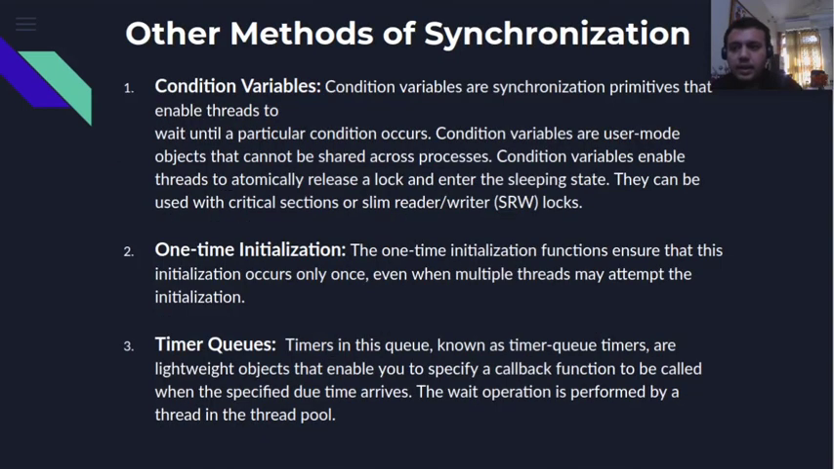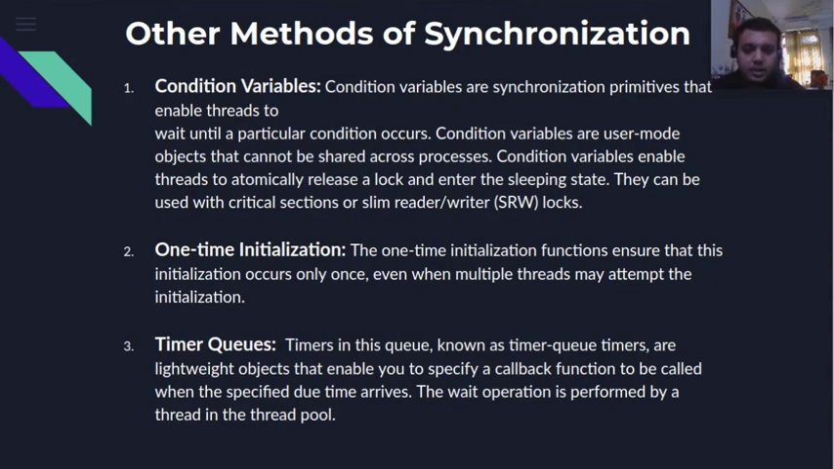Now let us see some other methods of synchronization. Condition variables. Condition variables are synchronization primitives that enable threads to wait until a particular condition occurs. Condition variables are user mode objects that cannot be shared across processes. Second is the one-time initialization. The one-time initialization functions ensure that this initialization occurs only once, even when multiple threads may attempt the initialization.